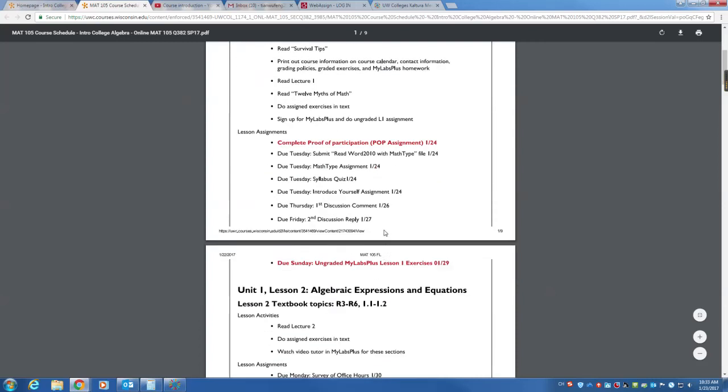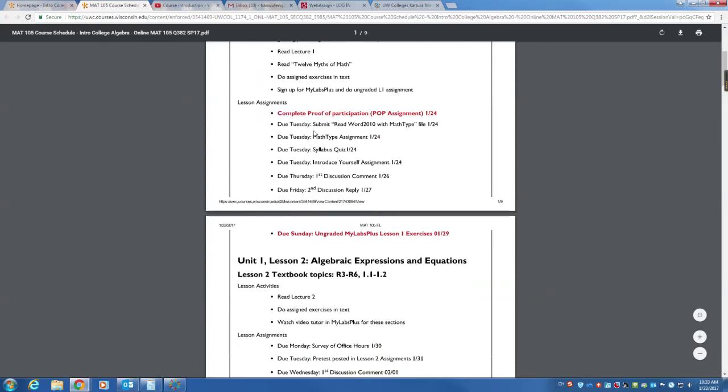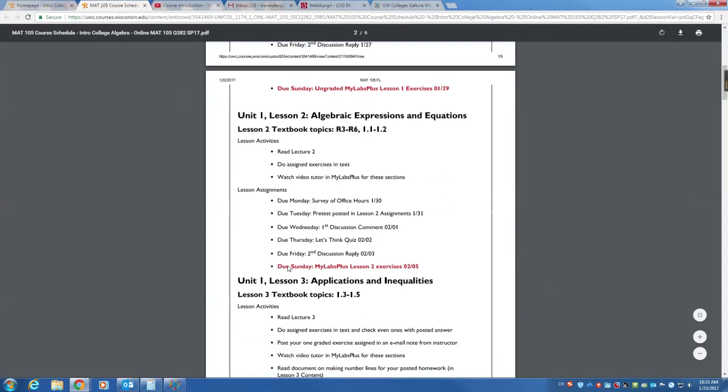Okay, then the next thing is to submit this. You can finish this very quickly. Then the most important thing is the MyLabs Plus lesson, which is due on Sunday. So every week you have a very big assignment, which is a MyLabs Plus lesson exercise. You always want to make sure you get 100 on the lesson exercise of MyLabs Plus.